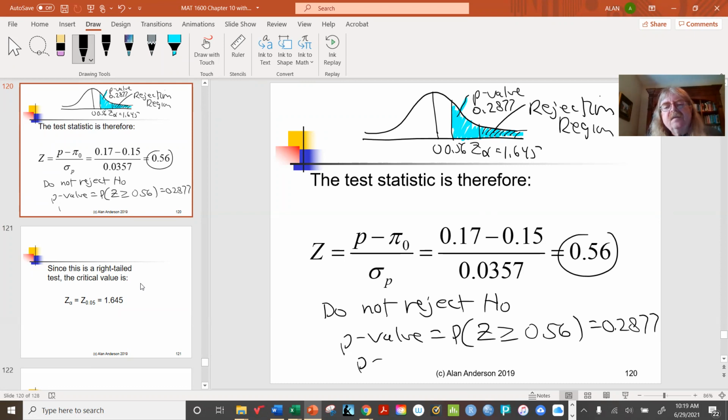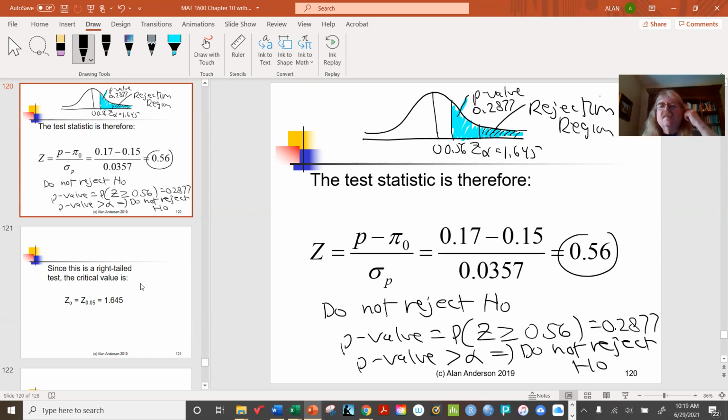And so the p-value is well above alpha. So based on that logic, we also do not reject the null. So we've proven in two separate ways that we do not want to reject the null. It's really not even close. And what that means is that the proportion of retirees has not risen above 15%.